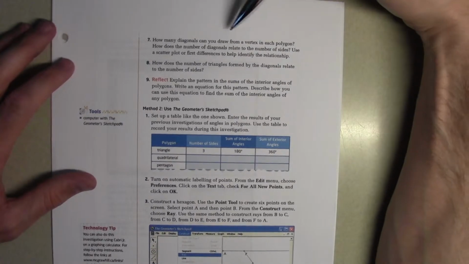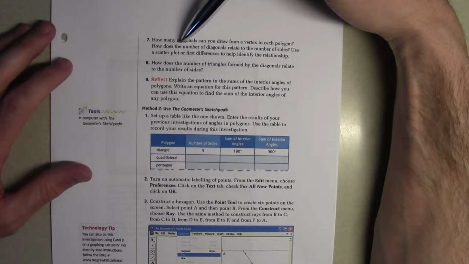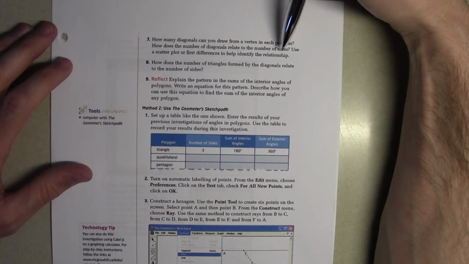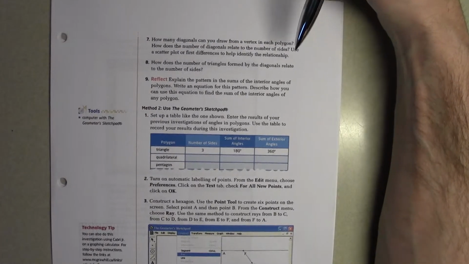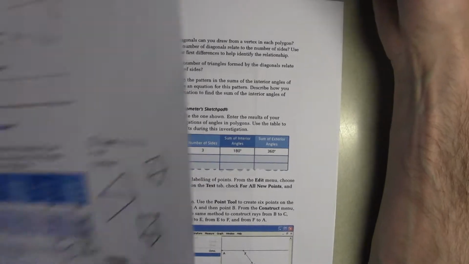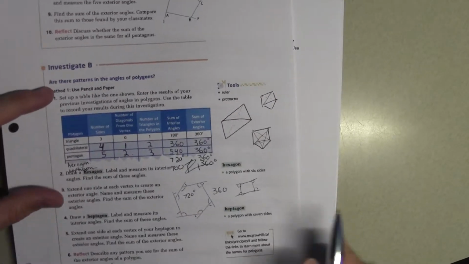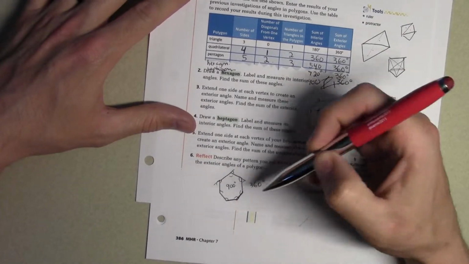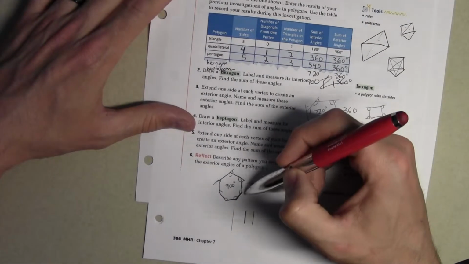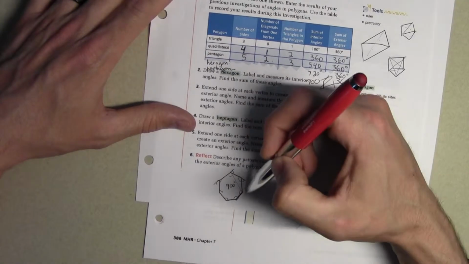How many diagonals can you draw from a vertex in each polygon? How does the number of diagonals relate to the number of sides? Use a scatter plot or first differences to help identify the relationship. So, diagonals are the lines we can draw from a vertex, so a point where 2 lines intersect, to the opposing sides, or the opposing vertices.